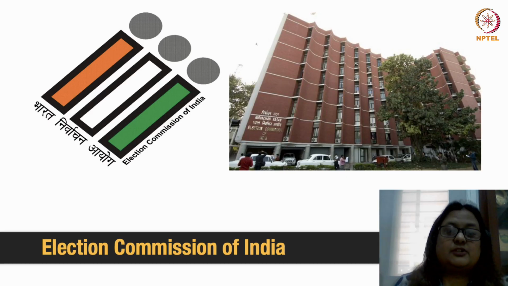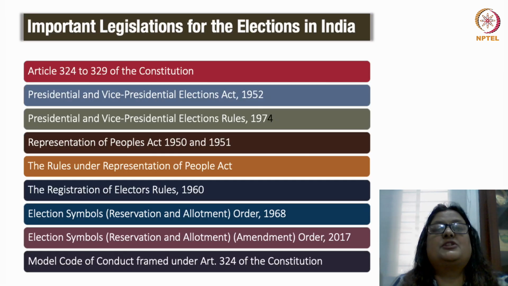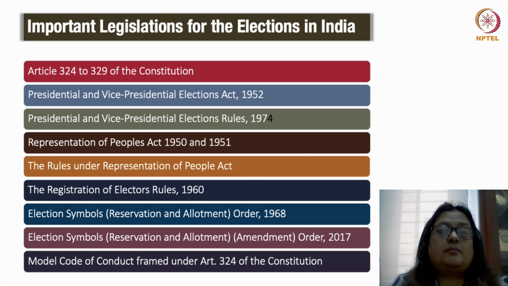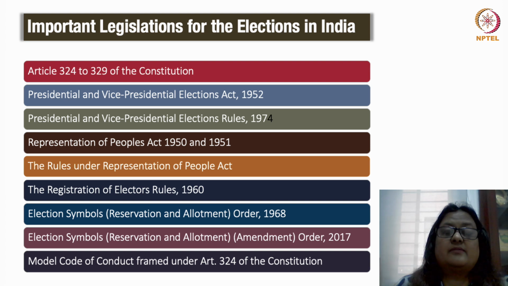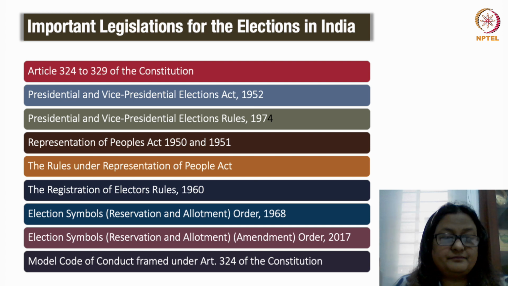Let us look into the Election Commission of India. The Election Commission of India is a constitutional authority deriving its powers from the Constitution for the conduct of free and fair elections in a democratic setup. The important legislations for the conduct of elections in India are primarily Article 324 to 329 of the Indian Constitution. The Election Commission of India derives its powers mainly from Article 324 to 329.